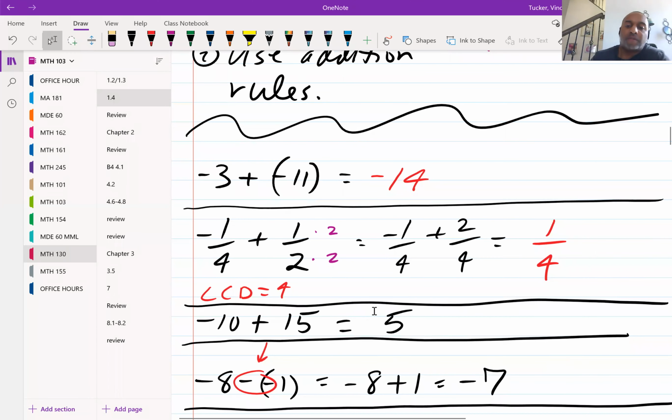Next one, we have negative 10 plus 15, different signs. So you're going to subtract them, then you keep the sign of the greater. So 15 was greater and it was positive, so we have a positive 5 for our answer.